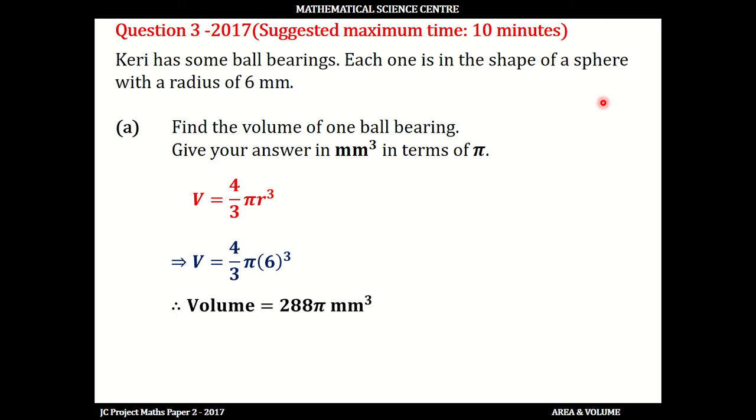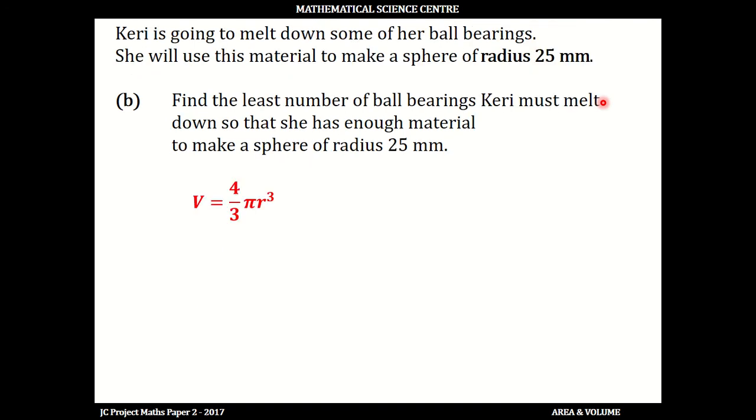And then we'll try and figure out how many of the smaller ball bearings we need. What's the radius of this bigger sphere? 25. So we're going to work out the volume of this larger sphere. Again, we're just going to use the volume is 4 over 3 pi r cubed. So this is going to be 4 over 3 pi times, what's the radius? 25 cubed. Now, because we left part A in terms of pi, we're going to leave this in terms of pi as well. Now, you didn't have to, but it probably would just be a little bit easier.